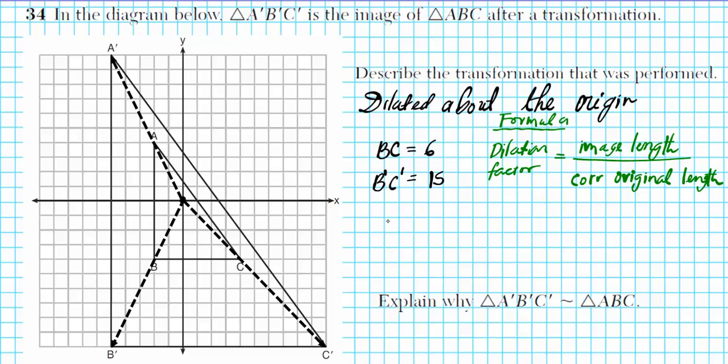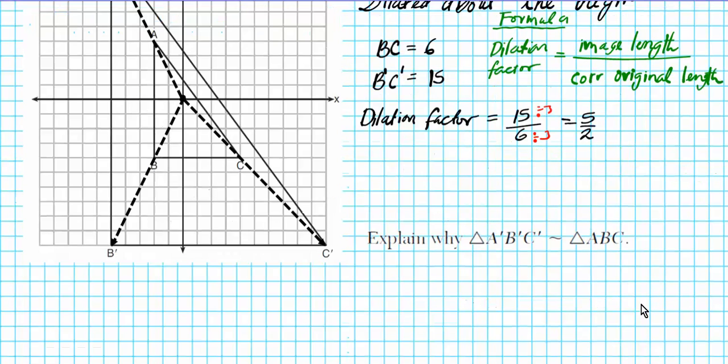All right, so let's find out the dilation factor. So dilation factor in this problem is going to be the image B prime C prime, which is 15, divided by the original, which is 6. So let's reduce that, divide top and bottom by the GCF, which is 3. So that yields 5 over 2. Okay, all right, so let's put it together. So let's write down our description.